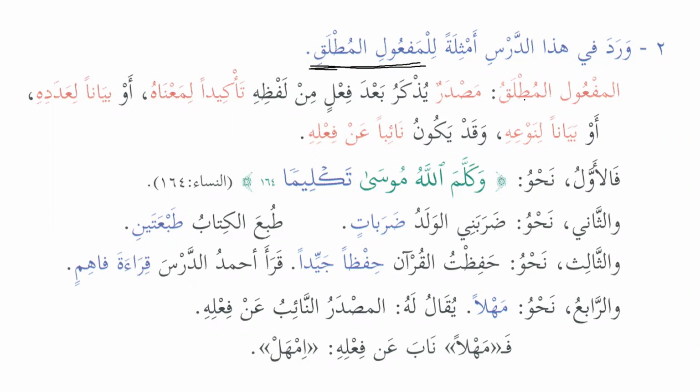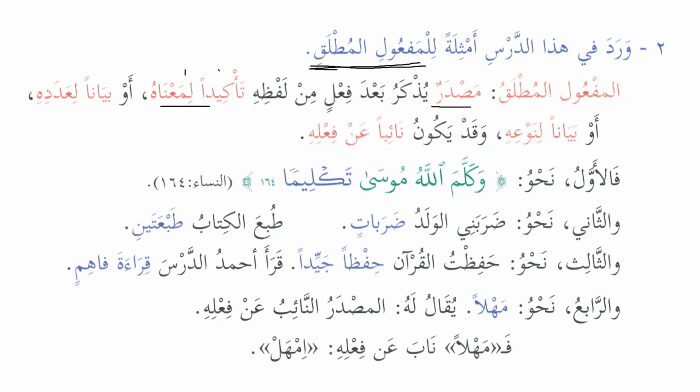Al-maf'ul al-mutlaqu masdarun yudhkaru ba'da fi'lin. So it's basically a masdar which is mentioned after the verb. Min lafdhihi ta'kidan lima'nahu. So why is it used? Number 1, it is used for the purpose of emphasis. So it follows the same words of the verb that has been used, or it consists of the same root letters, and it is used for the purpose of emphasis.